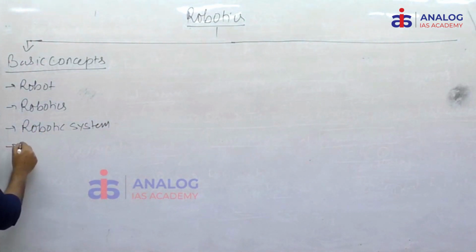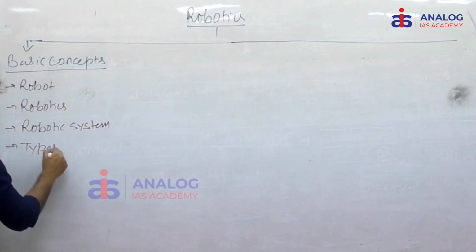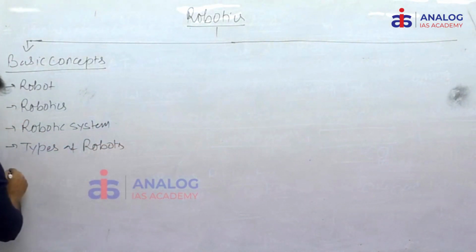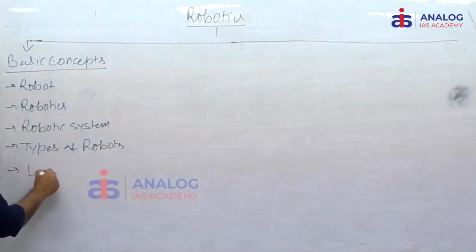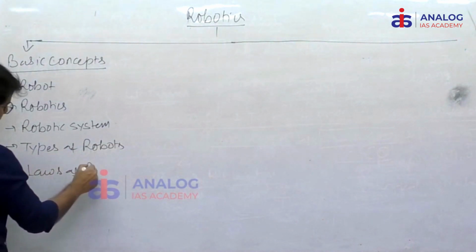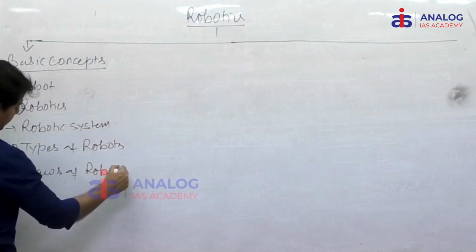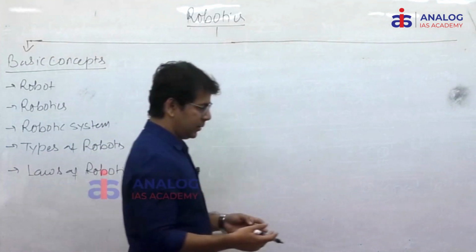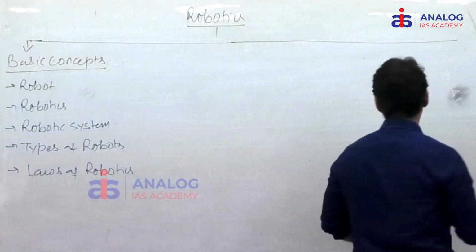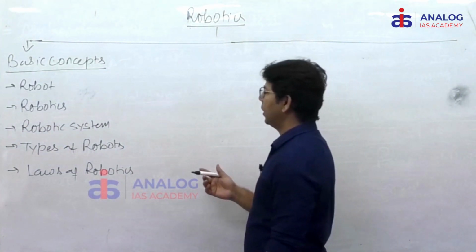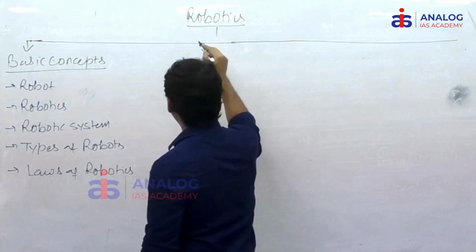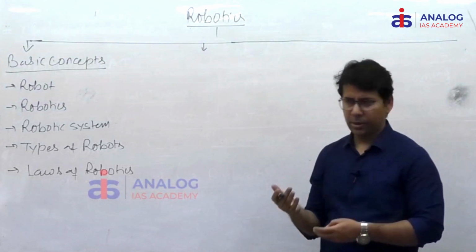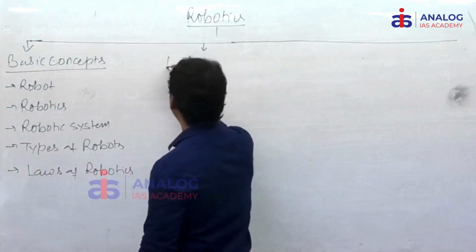Then we'll talk about types of robot. And laws of robotics. So these are the areas in basic concept. Obviously, we'll explore robotics like a subject of UPSC, not like BTech or MTech, right?